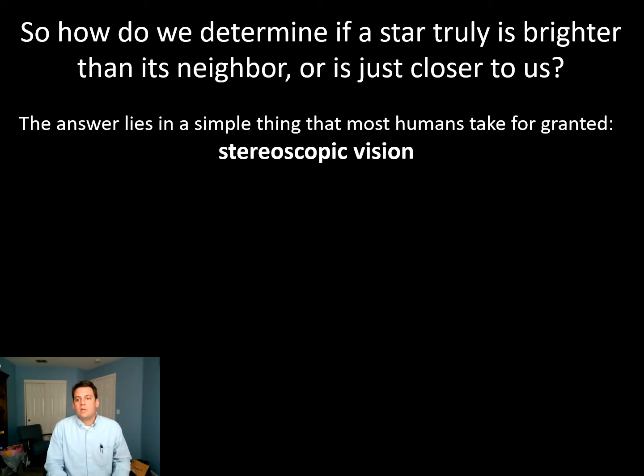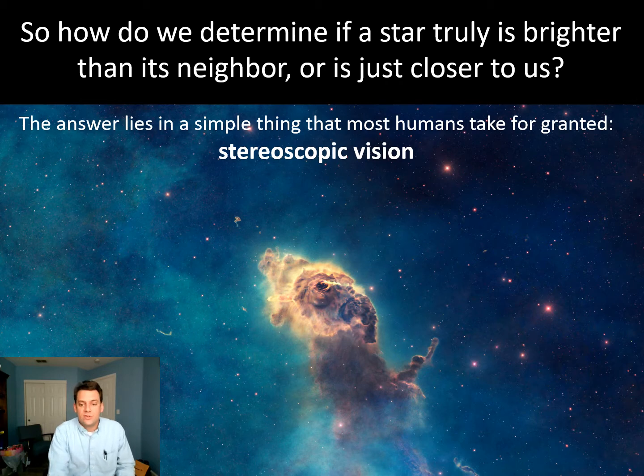The answer is something that we take for granted, that we use every day without thinking about it, and it's a concept known as stereoscopic vision, which is a fancy way of saying we're going to view the same thing from two different places, and look at the relative movement of the object, of the image, as viewed from those two places. You and I use our two eyes, and our brain is smart enough to combine those views to give us information about how far away something is. But it turns out that we can use exactly the same concept and apply it to astronomy.